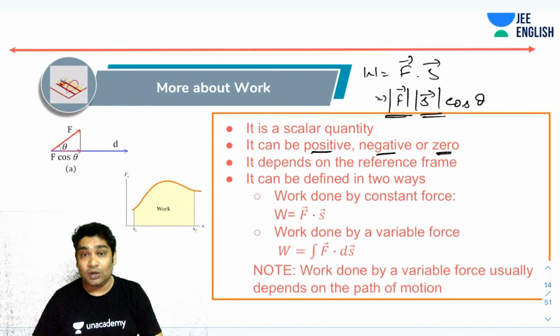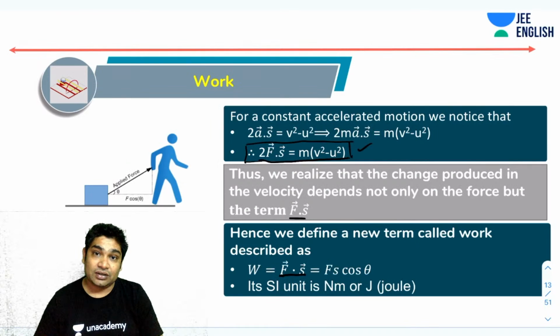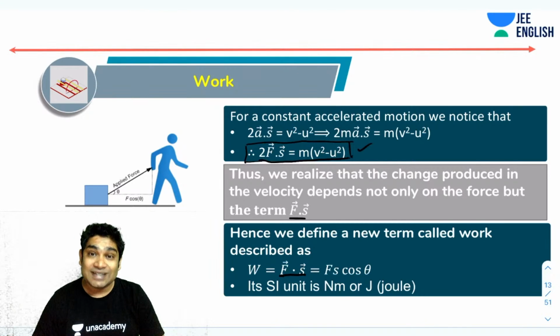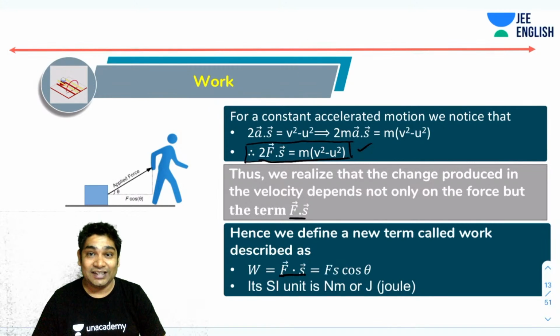So if you want to see what is work, as I said, this work is defining how much the speed can change. Work done by a force is telling you how much that force can change the speed of an object. So when you say work done by a force is positive, that means the force can increase the speed of the object. If you say work done by a force is negative, that means that force will decrease the speed of an object. And zero means that such a force can have no effect on the speed.